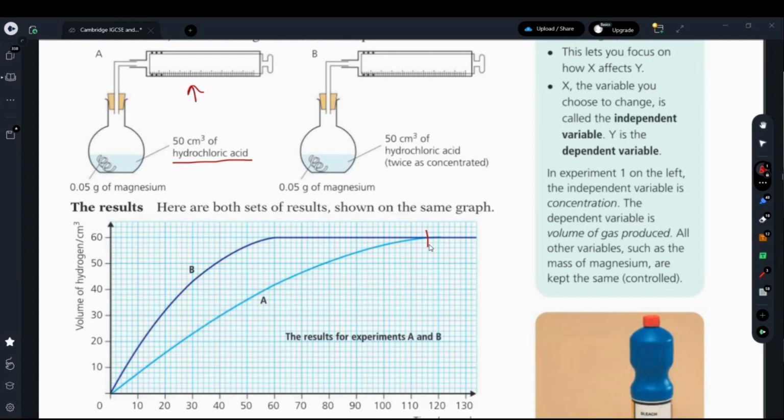But look at how B occurs in this case. B occurs at a much faster rate. The slope of the reaction is much, much steeper in this case. See how it is.